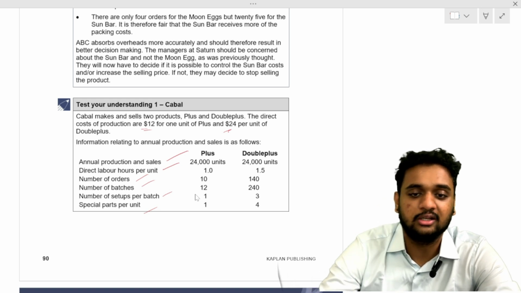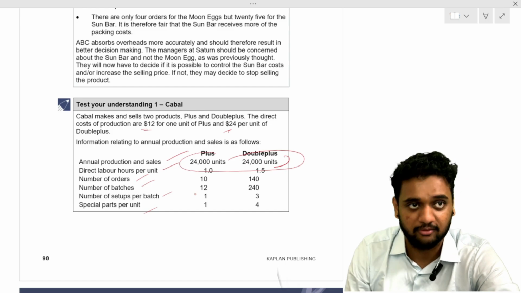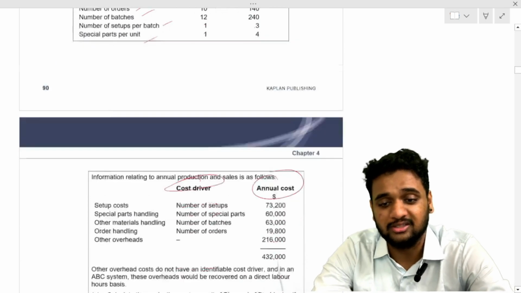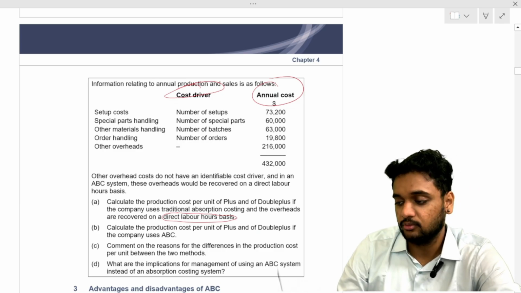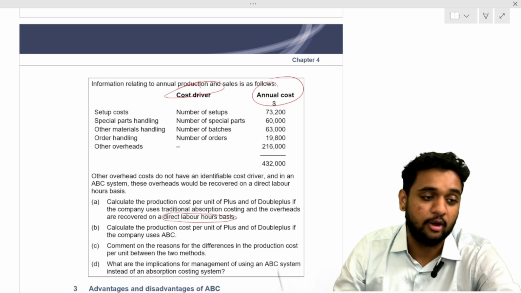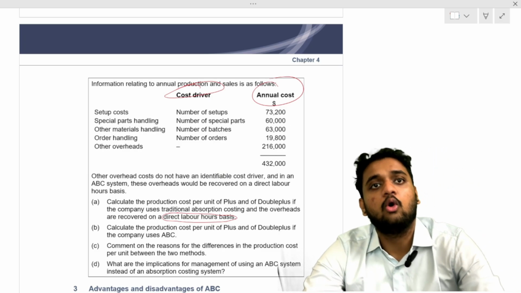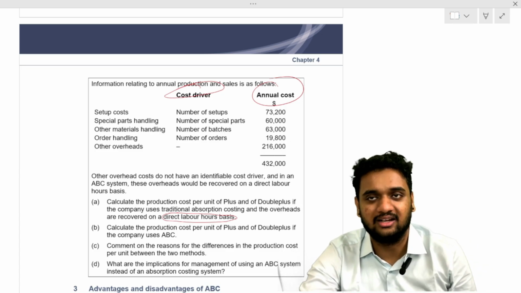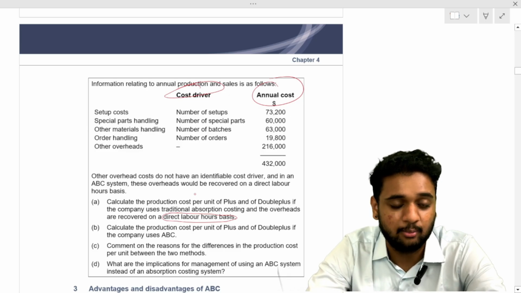60,000. 24,000 units into 1 hour, 24,000 units into 1.5 hours. Total 60,000 labor hours we have. Total cost is 4,32,000 divided by 60,000. If you do, how much will you get? 7.2. What is 7.2? It is the overhead absorption rate for total cost, that is, the overhead absorption cost per labor hour. That is 7.2.